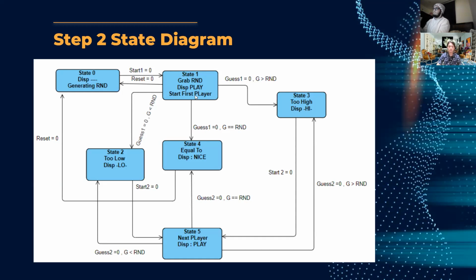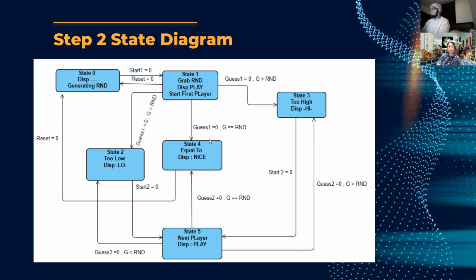State 1 grabs the random number generator and starts the game for the first player. Then the first player guesses the random number, and it goes to either state 2 or state 3, depending on what the player guesses. It will go to state 2 if the guess is lower than the number, and to state 3 if the guess is higher than the number. It will also go to state 4, which is the win state, if the number is guessed correctly from the start.